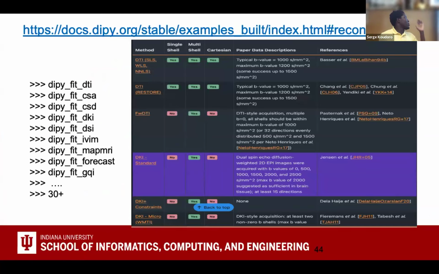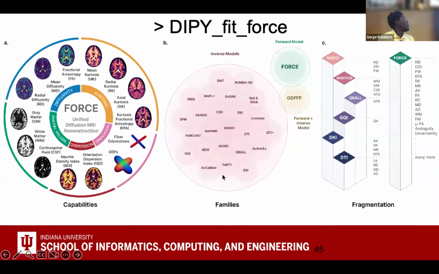So in DIPY, of course, we have so many algorithms to do this fitting. They all follow this principle. We have documentation with a table explaining if it works in single shell or multi-shell or in the Cartesian, the data used in the paper if you know your data, and the citation of the paper, so everything that we have implemented. But this year, we implemented a new fitting model, despite that we have more than 30 models. And this is what we call FORCE.